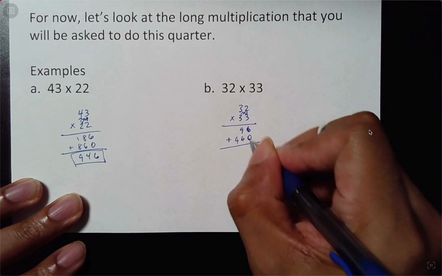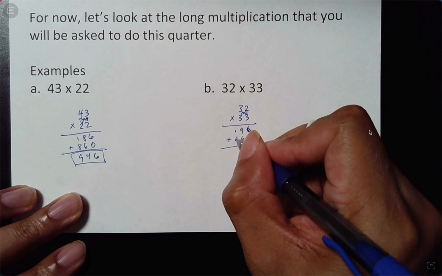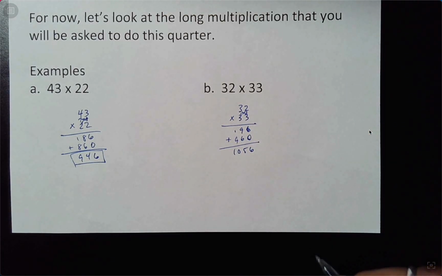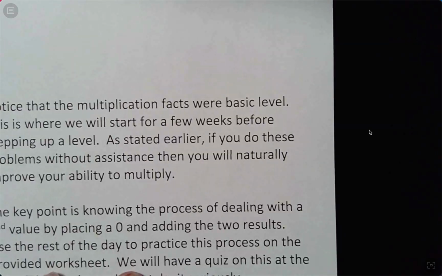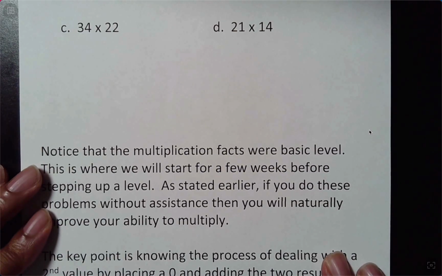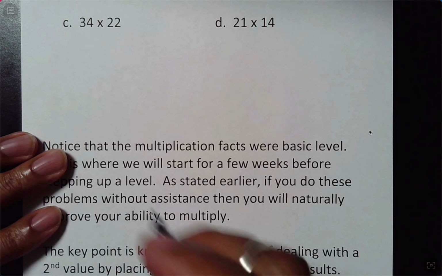Now 3 times 2 is 6, 3 times 3 is 9. Add these 2 rows. 6 plus 0 is 6. 9 plus 6 is 15. Carry the 1. 9 plus 1 is 10. And there is your answer. All right. So again, it's not anything major. It's just we got to bring that back into our memory because part of the job of this class is to get you used to the work that you're going to have to do next quarter.